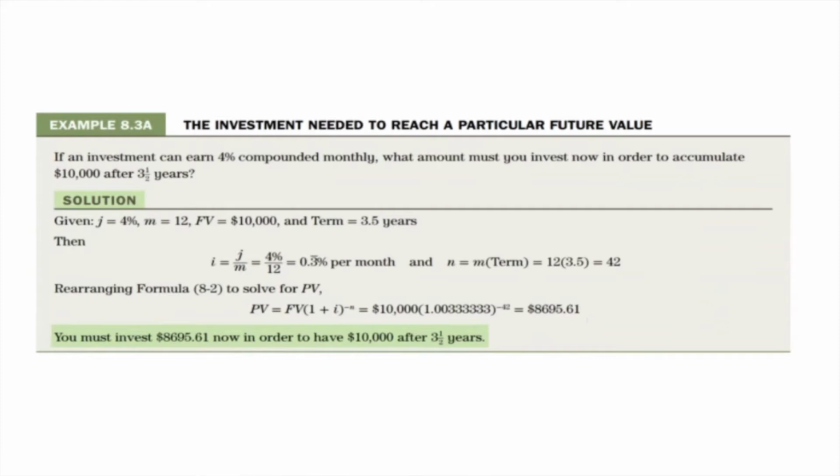Got some examples in here. And again, the examples are very, very similar to what we saw in the last one. Example 3 says, if an investment can return 4% compounded monthly, so we know that it's 12 compounds a year if it's monthly, what amount must you invest now in order to accumulate $10,000 after 3.5 years?